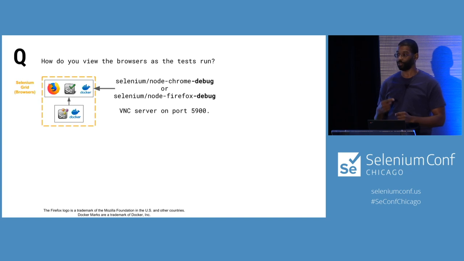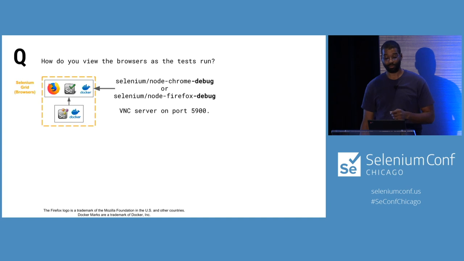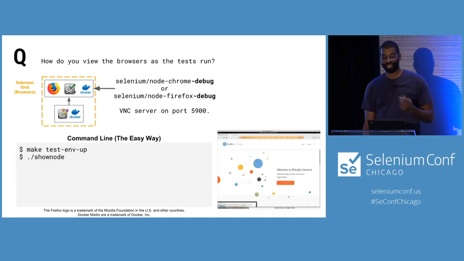VNC stands for virtual network computing, and it's like a little remote desktop program, so you can connect to it through a VNC viewer. The easy way of starting up the VNC viewers is to use a little program called ShowNode. After you've run make test-env-up, you can use the ShowNode program in order to launch your VNC viewers. You can find a copy in the repository that I'll have the link to at the end of the presentation. It's just a little program that looks through all your Docker containers and looks for things that look like VNC servers and then tries to connect to them.